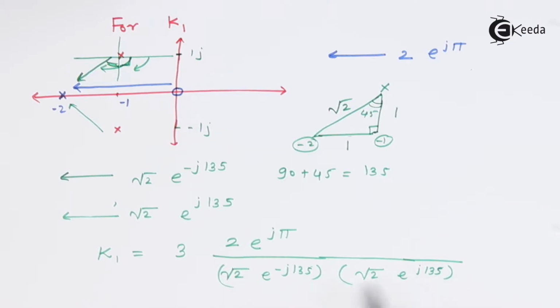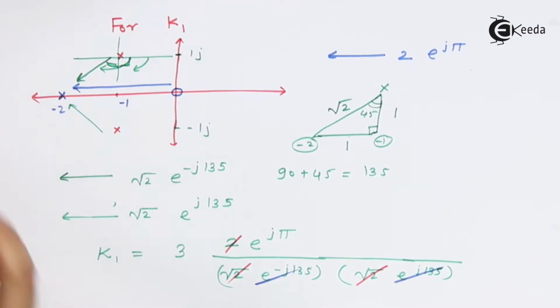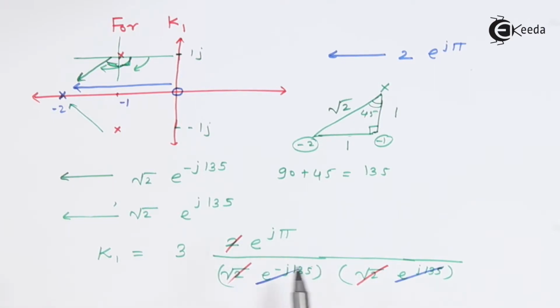Now you can see these two exponential terms will get cancelled, and root 2 and root 2 will become 2, which will get cancelled with this 2. So there will be many cancellations, and the answer that we will have is going to be 3 into e raised to j pi. Now e raised to j pi is minus 1, so it is going to be minus 3. So K1 is what we have got as minus 3.